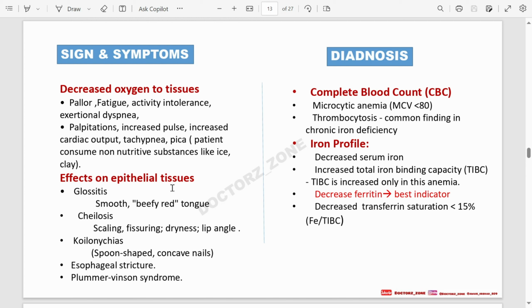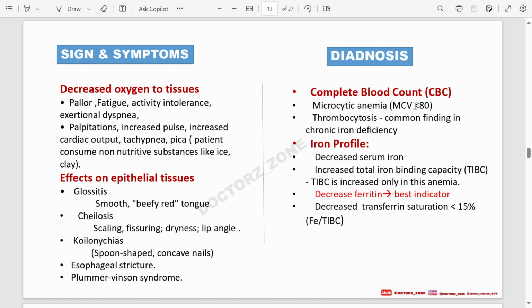And effects on the epithelial tissues. These are glossitis, in which the tongue becomes smooth and beefy red, cheilosis, in which there is fissuring and dryness at the lip angle, koilonychia, in which the nail becomes spoon shaped, and esophageal stricture and Plummer-Vinson syndrome, which are the late complications. So how can we diagnose iron deficiency anemia?